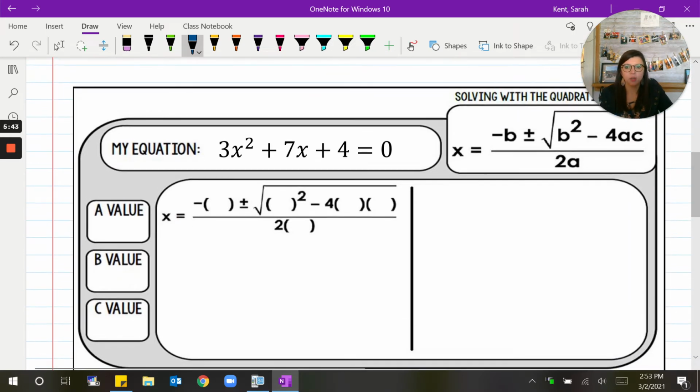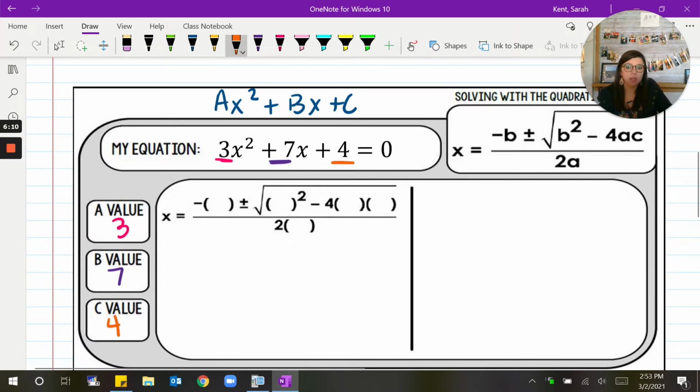All right, number 2, I've got 3x squared plus 7x plus 4. This is in standard form, ax squared plus bx plus c. So I can start finding my letters. My a is 3. My b is 7. And my c is 4.